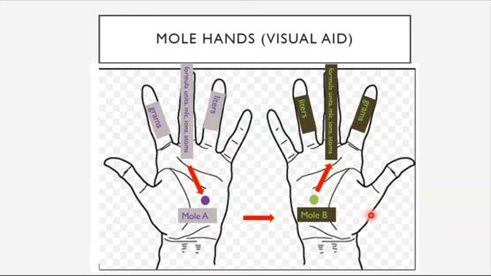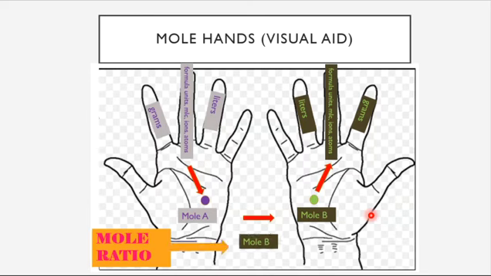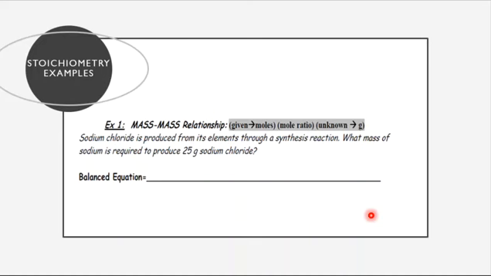Okay, and then remember, when you're setting up your mole ratio, it's always going to be moles of what you want. So that would be moles of B at the top over moles of A at the bottom, moles of the given value. Okay, so back to the problem. So once again, we have the 25 grams of sodium chloride. That's what we're starting with.